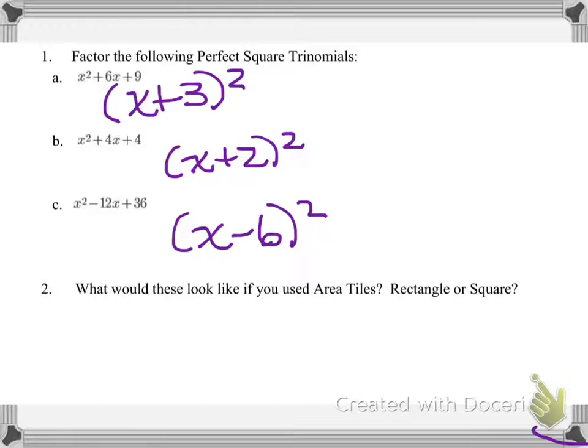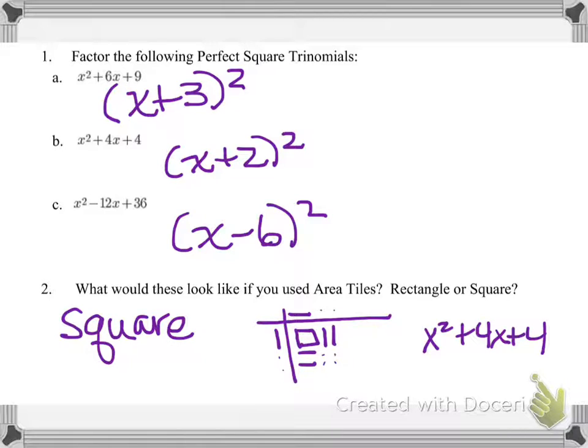But the next question, number 2, is what would these look like if you used area tiles? Would it be a rectangle or a square? And then go ahead and just take one of them and draw it like you would with tiles. So pause the video and do that on your own.